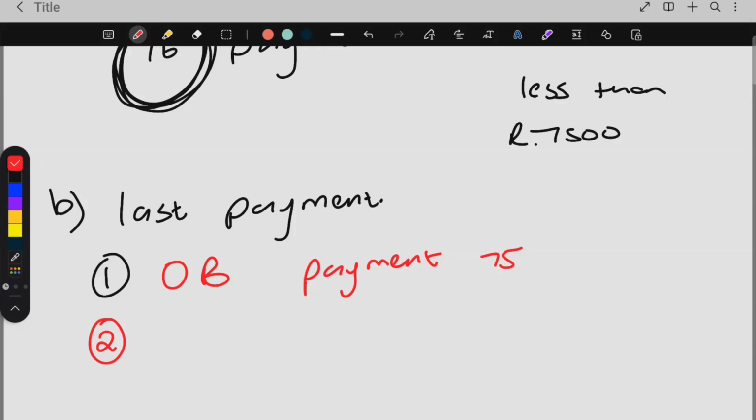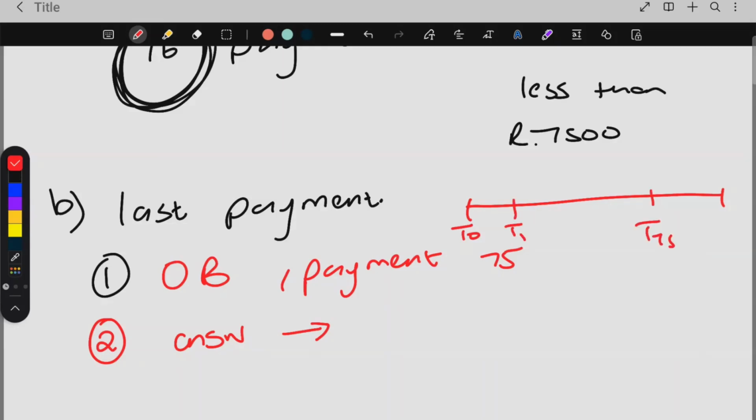Step number 2, you're going to take your answer in number 1 and we are going to grow that answer for 1 month. Because remember, if you had a timeline and you had T0, T1, and T75 was here, but you are making 76 payments, you would take this outstanding balance here. So that would be the answer that you got here. And then that money must still grow for another month. And then that will be your final payment.